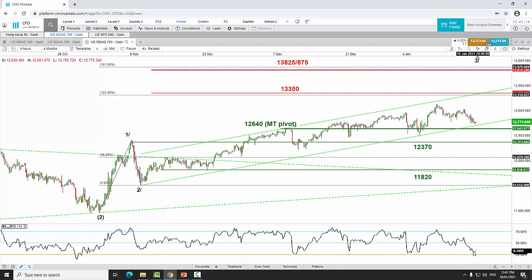But bear in mind, today's session will be a more reduced session on the US stock market, as the main cash market is actually closed for a public holiday today. All right, now moving on to Asia.